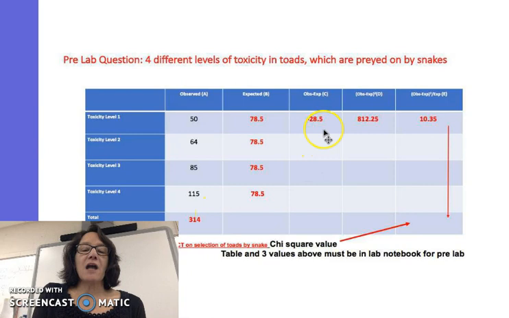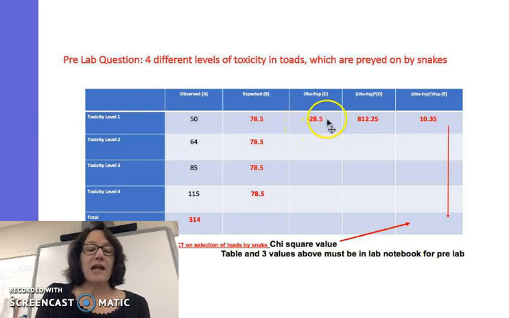The rest of the categories, the formula is pretty straightforward. The observed minus expected, that number will be negative to start with. But then in the next column, notice that I simply take that value in my calculator and square it. So it goes to a positive value. And then I take that observed minus expected squared and divide it by the expected.